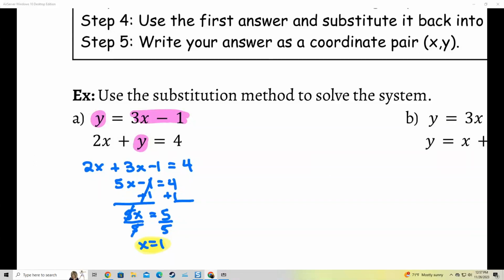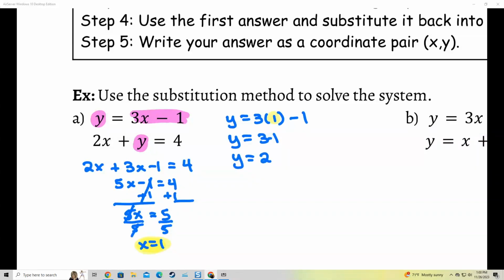I'm going to write, so we're going to go ahead and replace it. I'm going to use the first one. Let me go ahead and write that. This is going to be y equals 3 times 1, because I'm replacing it. You see that x right there? I'm replacing it with the 1 value that I just found. Okay, so y equals 3 times 1, and I still need to write minus 1. So y equals 3 minus 1, and so therefore y equals 2.